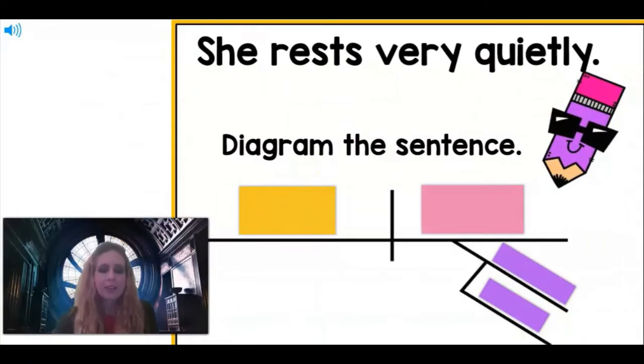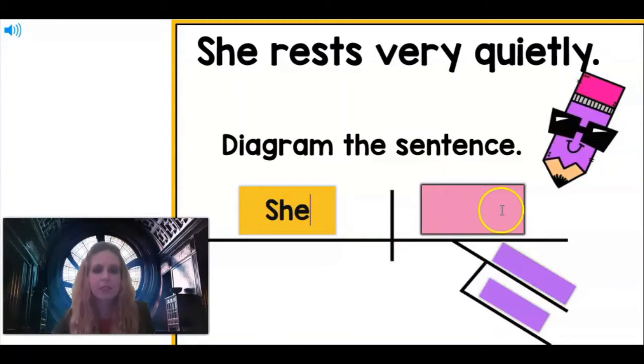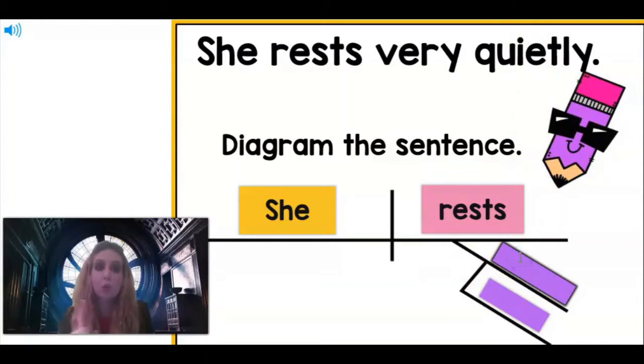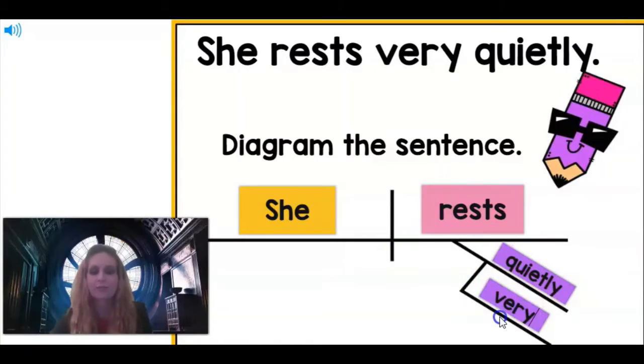All right. Now, this one is going to be a little trickier, but we can do it. Subject, she. Verb, rests. She rests quietly. And then very describes quietly. So she rests very quietly. Okay? She doesn't just rest quietly, she rests very quietly.